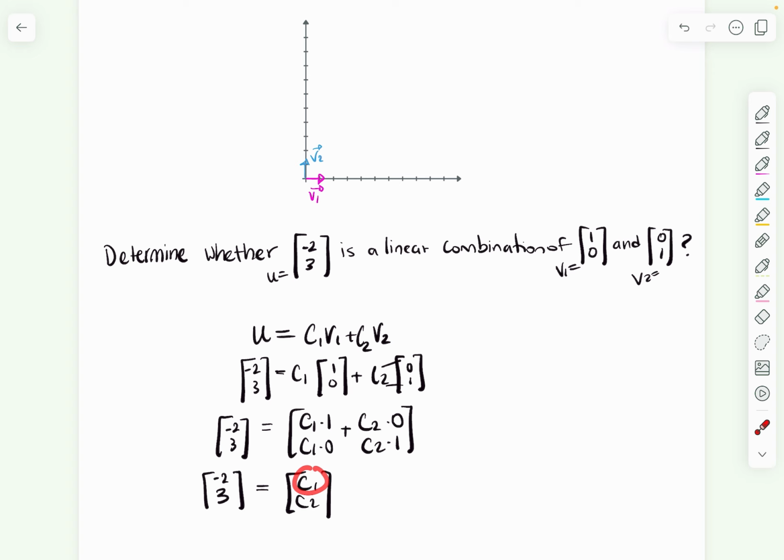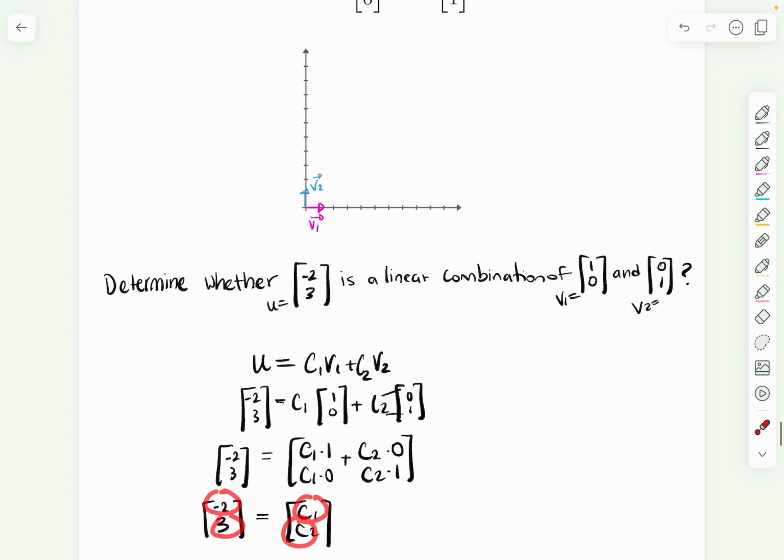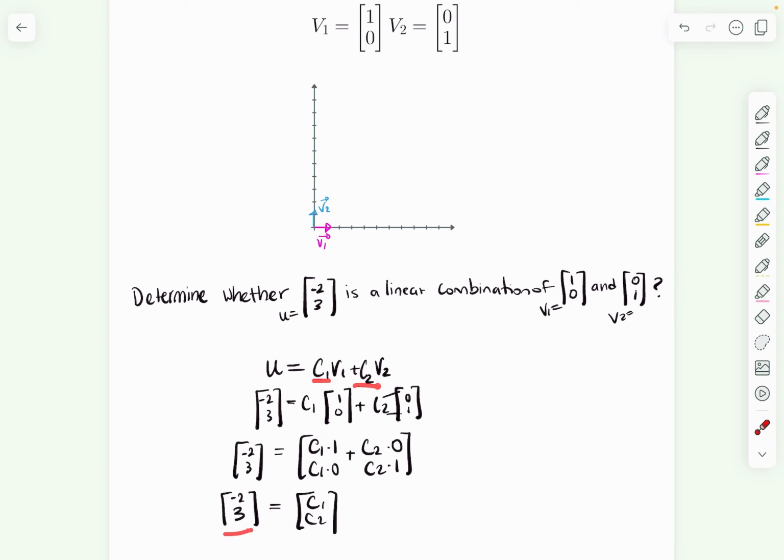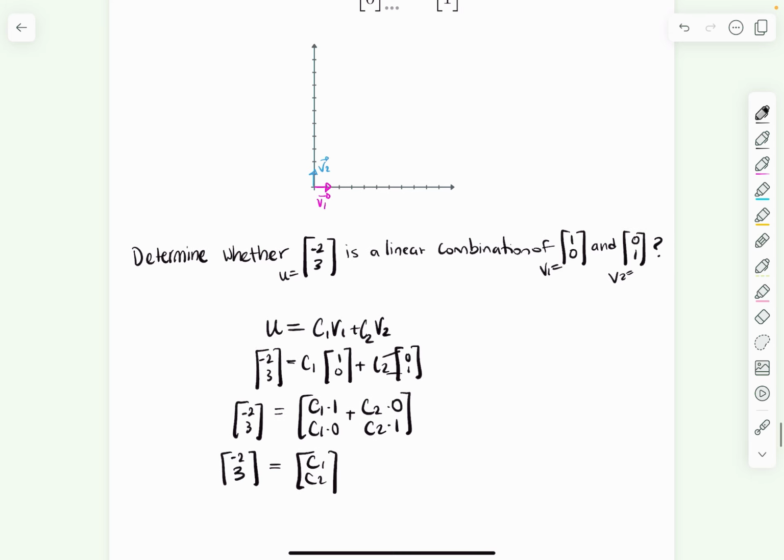So that must mean that c1 is -2 and c2 is 3. So the scalars c1 and c2 that combine with these vectors to give me this are -2 and 3. Therefore, because these scalars exist, it is possible to combine to get this. Then we can say that this vector is a linear combination, linear because it's a linear equation, of these vectors and their scalars. And we can double check our answer.